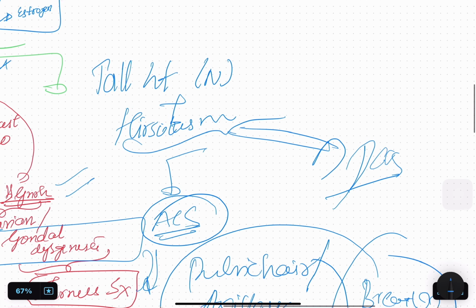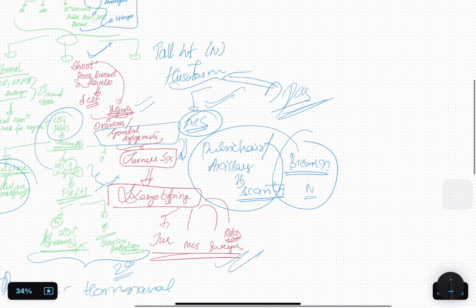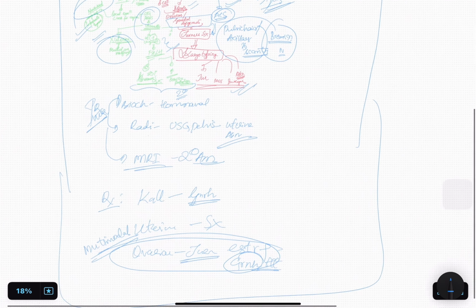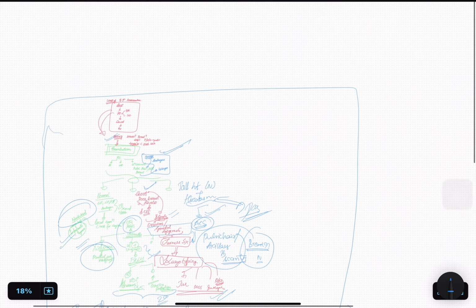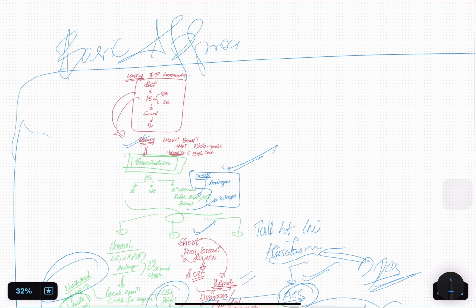Then if it's tall height and hirsutism, most likely it's an AS or a PCOS condition. Basically, you treat the cause. This is the gist. If you know these things, you're sorted. This is the basic approach and workup. See how easy, no, gynec is easy if you understand the basic approach.